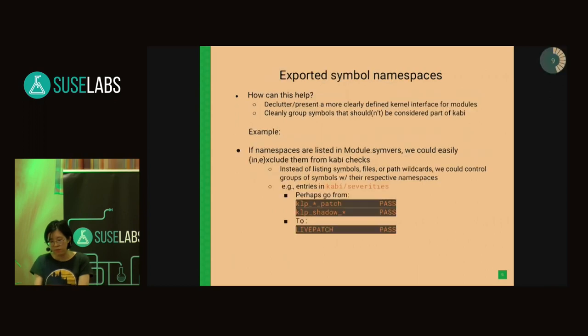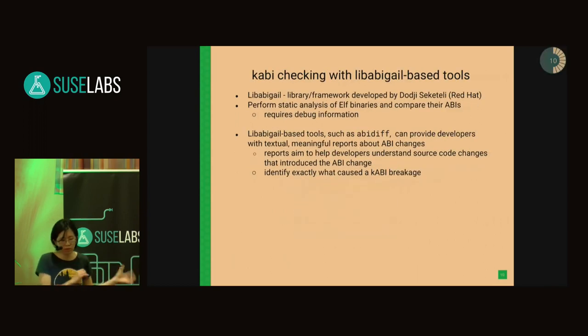So switching gears. We're going to switch from kernel space improvements to user space now. There have been some pretty cool new tools developed really recently. One in particular is a framework called libabigail. So libabigail is a library developed by Dodji Seketeli from Red Hat. This framework allows you to perform a static analysis of ELF binaries and compare their ABIs. One thing to note, though, is that this framework would require debug information to be included in the binary in order for libabigail to have enough information to perform the analysis and the diffs.